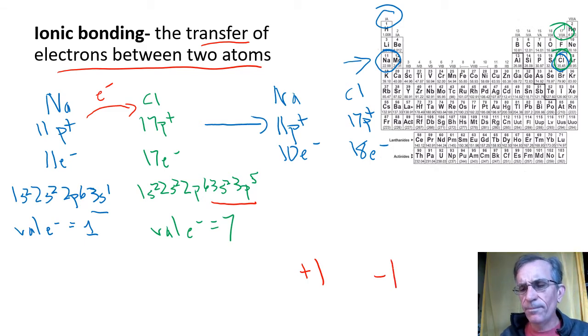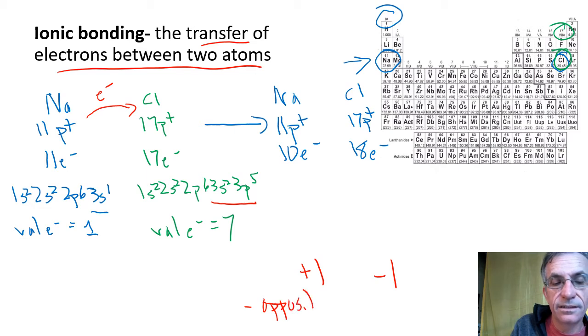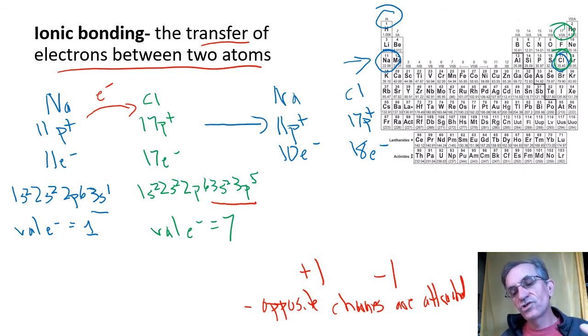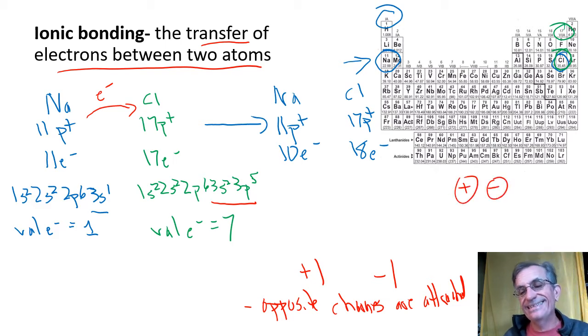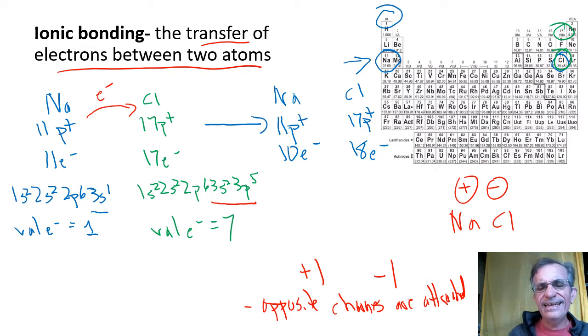Now, the other thing that's true is that if we have these charges, opposite charges stick to each other. Opposite charges are attracted. So after there's this transfer, we end up with charged particles that want to stay together. And that's what's going on in salt. In salt, you have a bunch of positive and negative charges that stick to each other, specifically the sodium and the chloride. Now, why would there want to be this transfer? Why does this even happen?